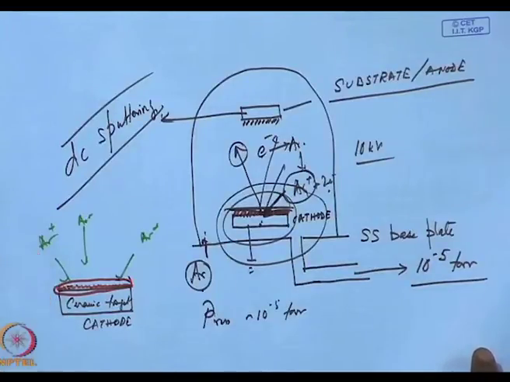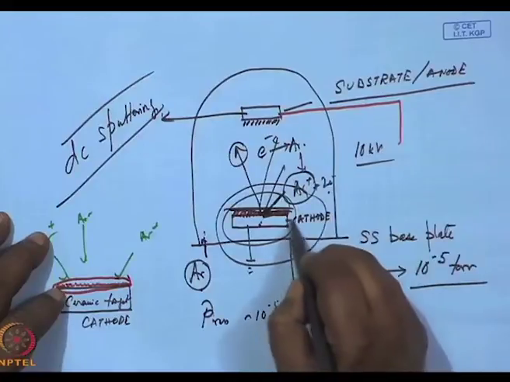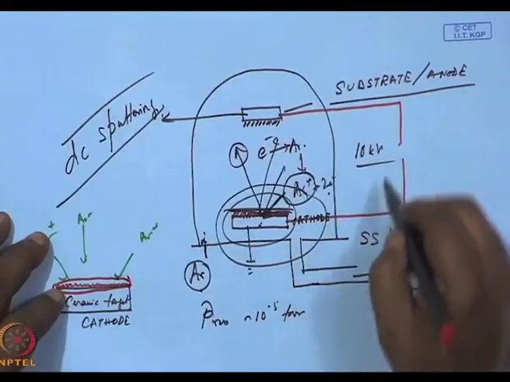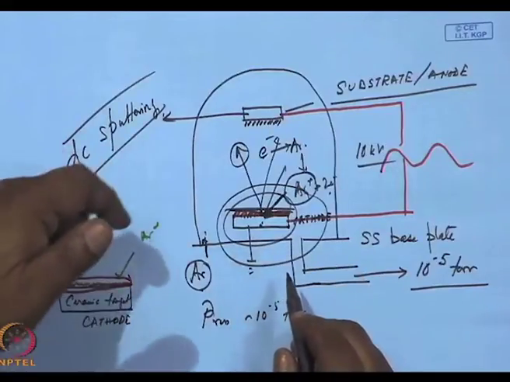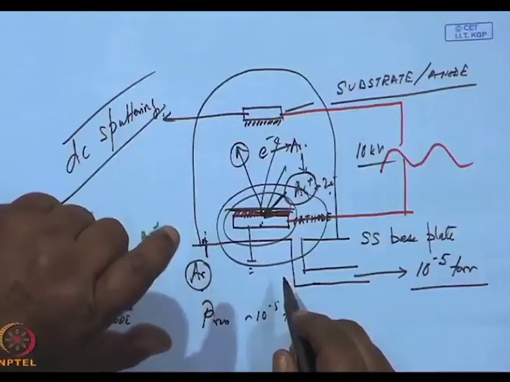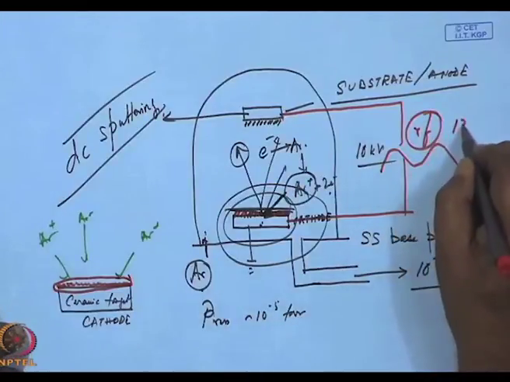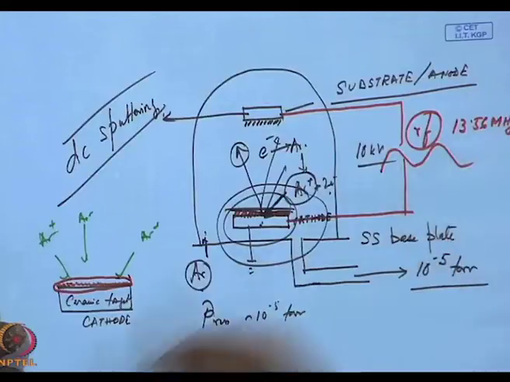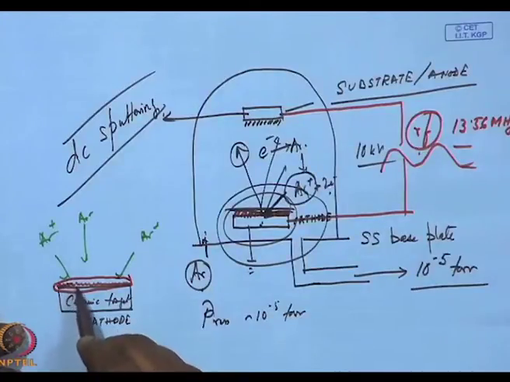So, what is the only alternative? How can he do it? One way of doing it is, if between the cathode and the anode an RF bias is imposed, so that the cathode at times becomes negative, at times becomes positive, switches, and this is done by radio frequency. 13.56 megahertz is the industry standard. This RF bias, only a very small voltage, is imposed between these two, so that the polarity switches, this positive charge buildup on the target is avoided, and argon ions can keep on hitting it.